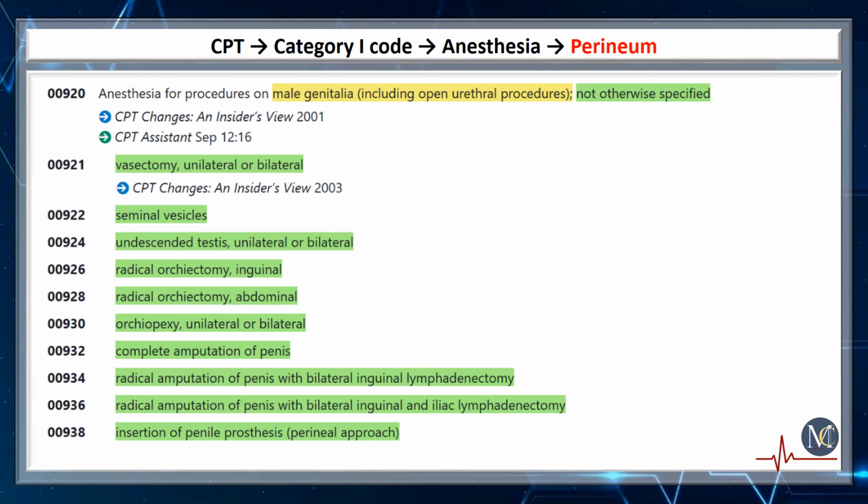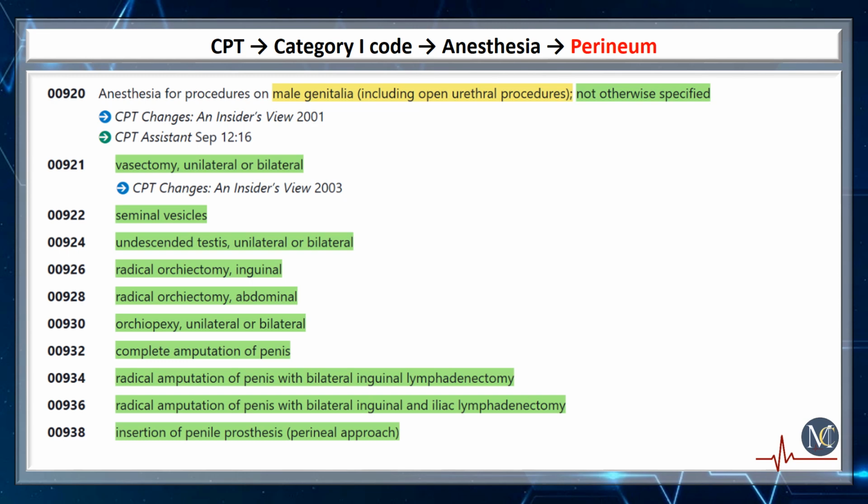Next code is 00926, radical orchiectomy inguinal. Orchi means testicles, inguinal means groin area. The provider performs anesthesia service for a patient undergoing surgical removal of one or both testes by an incision made into the groin area, typically for malignancy. The surgical provider also removes the spermatic cord.